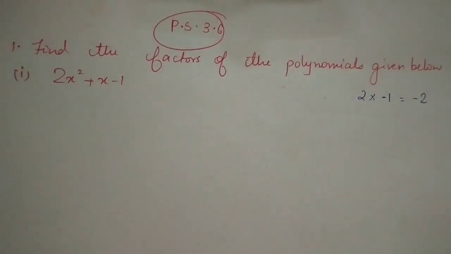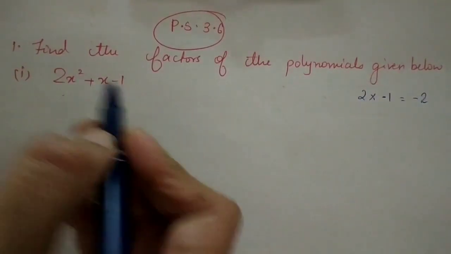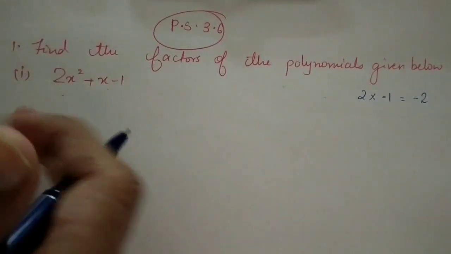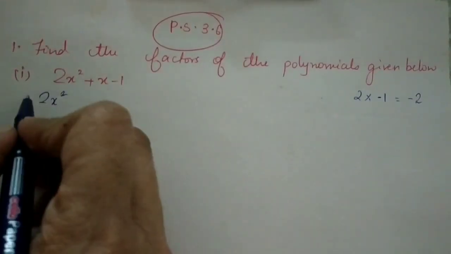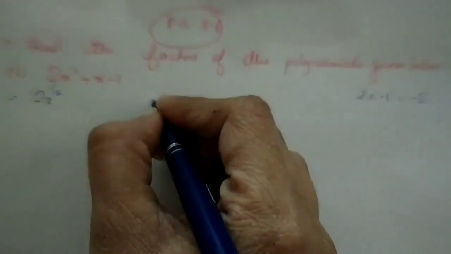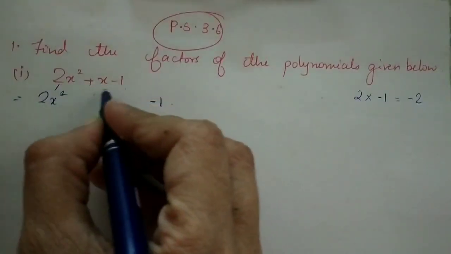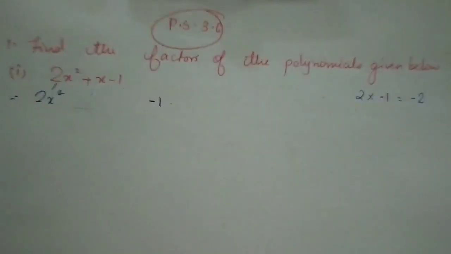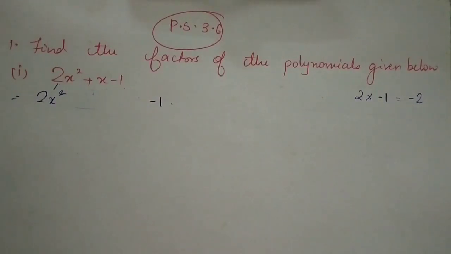Okay, so now we are going to split the middle term. Middle term means this. This is the middle term, this is the first term and this is the last term, right? So we are going to split the middle term. We are going to write 2x square here as it is, and minus 1 down here, and in between, instead of this x, we are going to express two terms. You are going to split this one term and write it in terms of 2. So how are we going to do that?